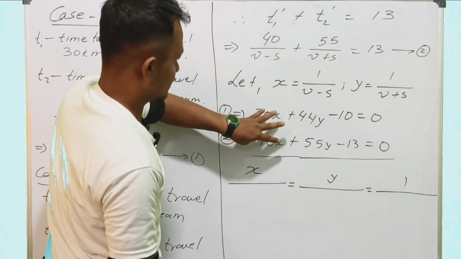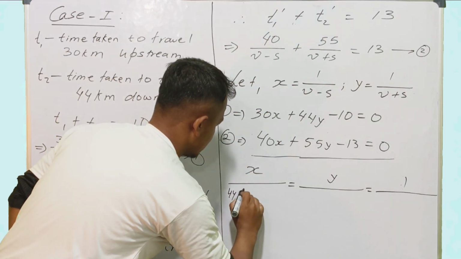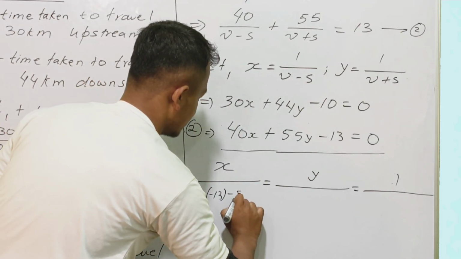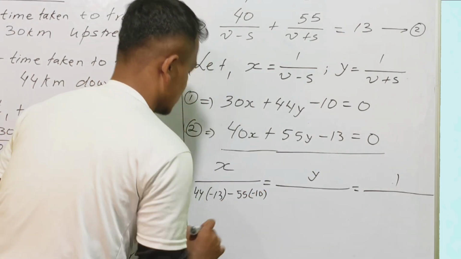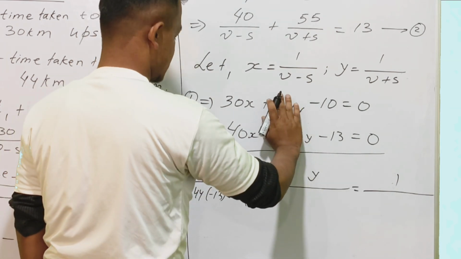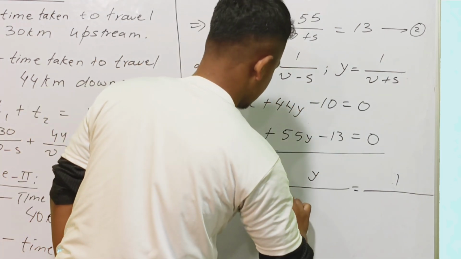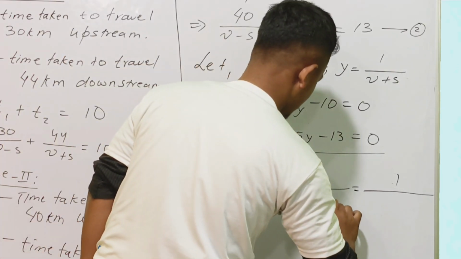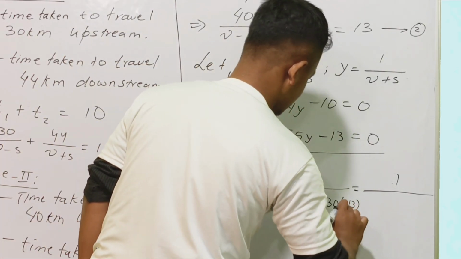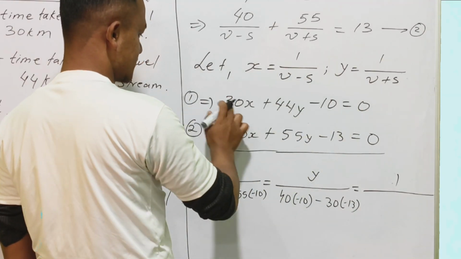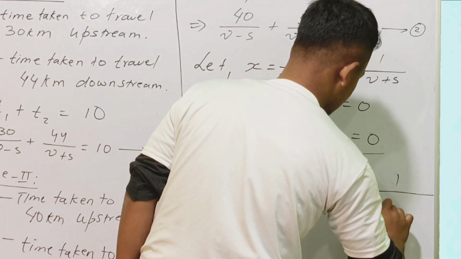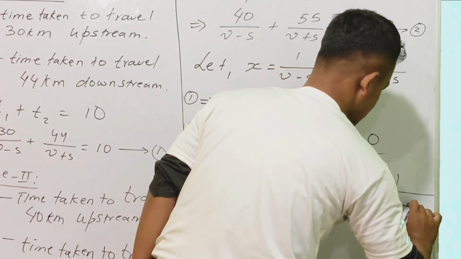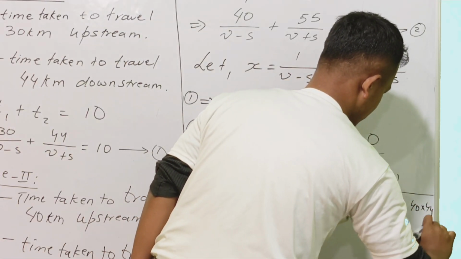So for x, it will be 44 into minus 13 minus 55 into minus 10. And when you want to find the terms under y, it will be 40 into minus 10 minus 30 into minus 13. And if you want to find the constant term, it will be 30 into 55 minus 40 into 44.